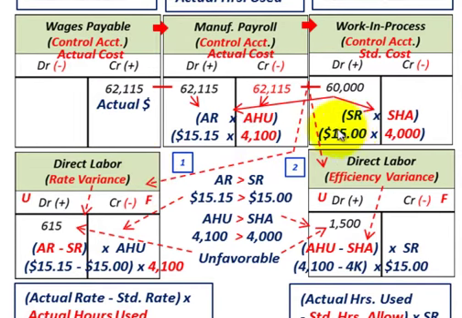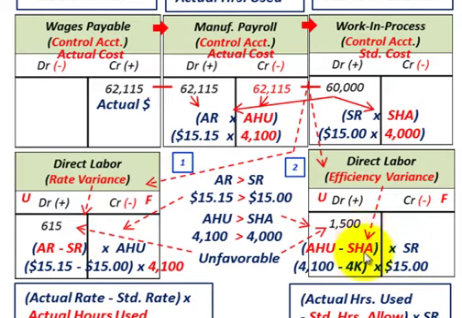Now, the other thing is our direct labor efficiency variance, because this is where that comes into play. In this case, you're going to take your actual hours used and compare it to your standard hours allowed. So take the difference: the actual hours used, 4,100 hours, less the standard hours allowed, 4,000 hours, gives you a difference of 100 hours. The usage was 100 hours more than the standard hours allocated, times your standard labor rate per hour of $15.